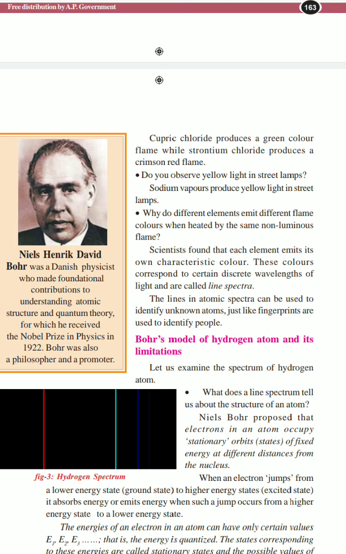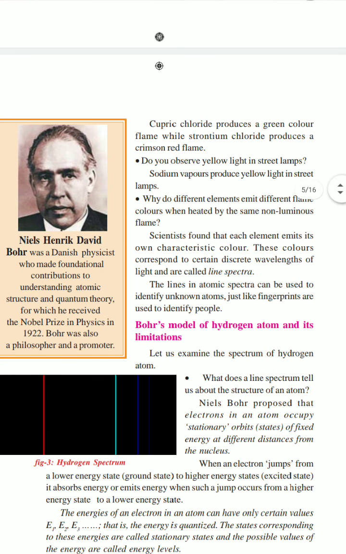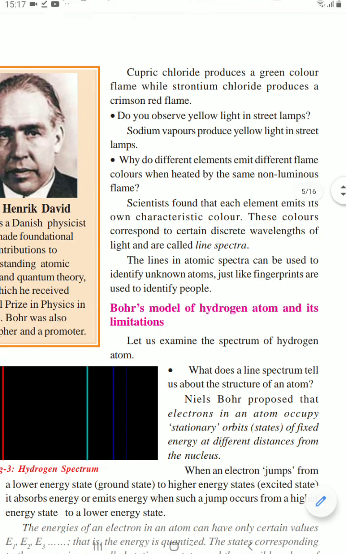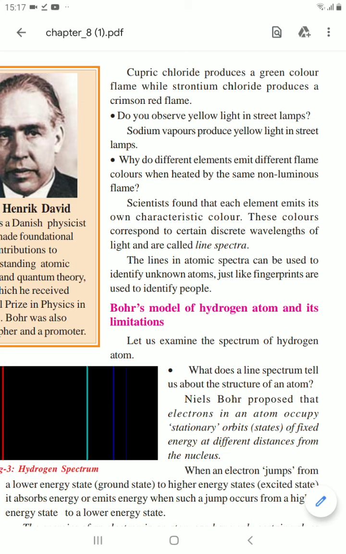So finally we can understand that each element emits its own characteristic color. These colors correspond to certain discrete wavelengths of the light, and these are called the line spectra. These lines in atomic spectra can be used to identify unknown atoms, just like fingerprints are used to identify people. Whatever colors we get from the different elements, these are called the line spectra.